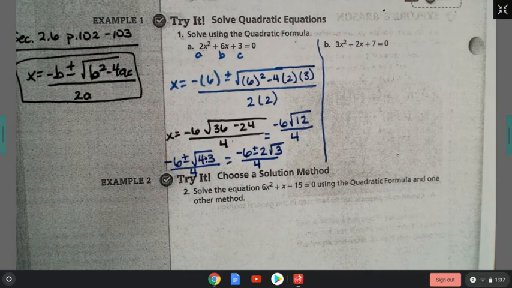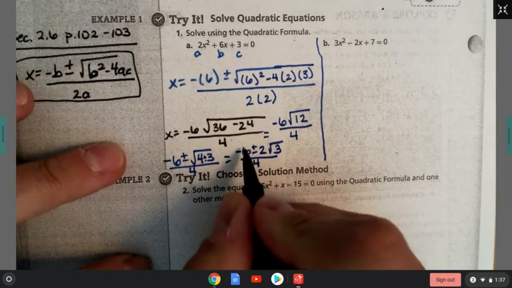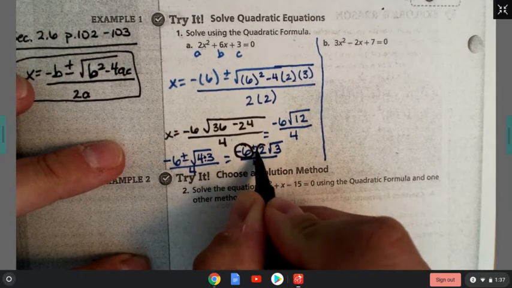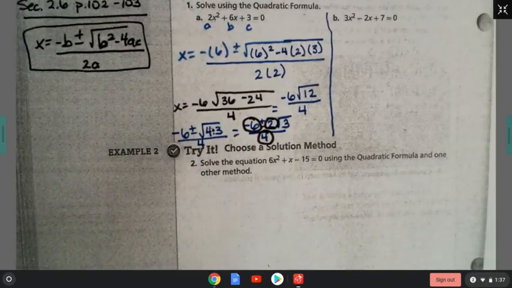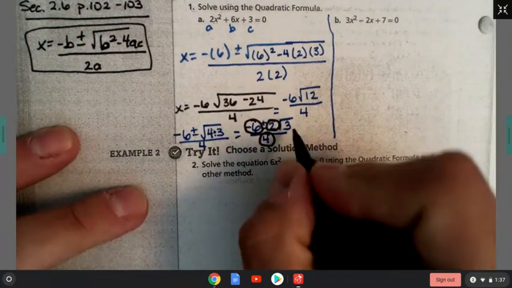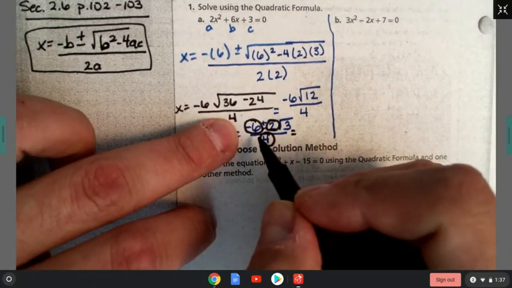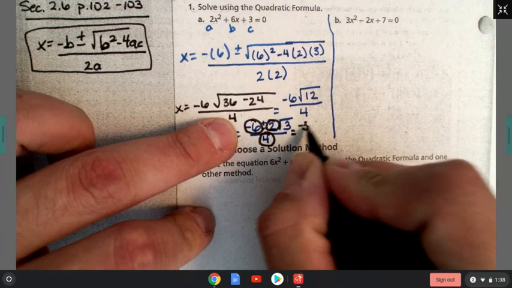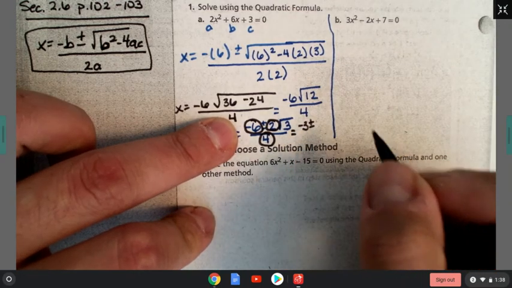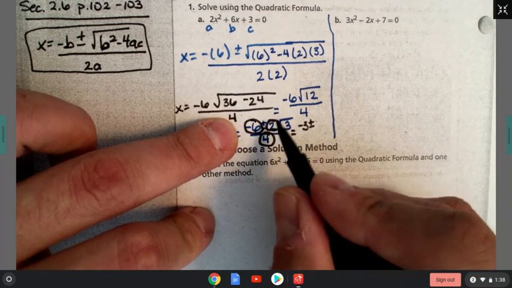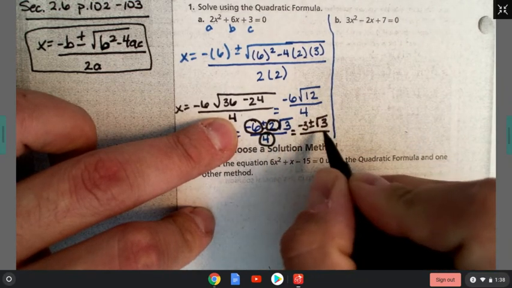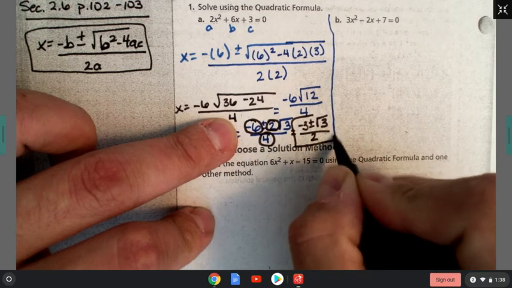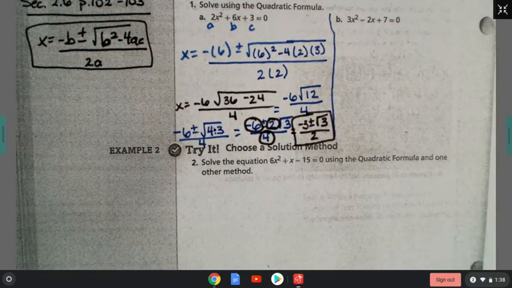So once I have that, the last step is to see if we can simplify. If you look at all these numbers in front, the negative 6, the 2, and the 4, I could divide all of those by 2 because they're all even numbers. Negative 6 divided by 2 is negative 3, plus or minus. The 2 goes away because 2 divided by 2 is 1. So square root of 3 over 4 divided by 2 is 2. And we are finished.